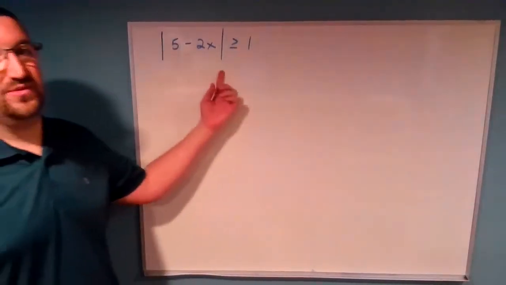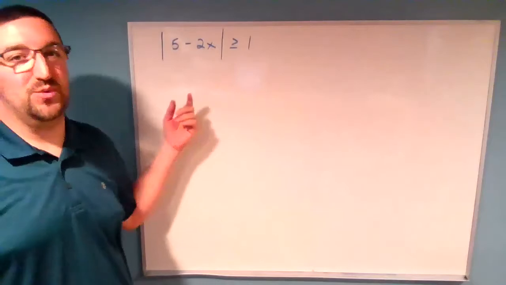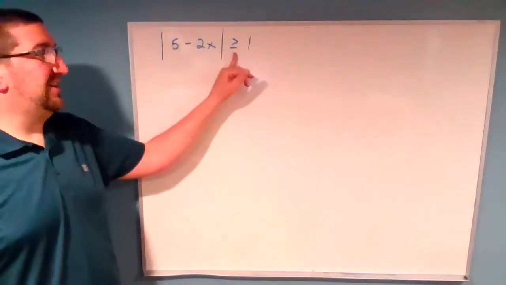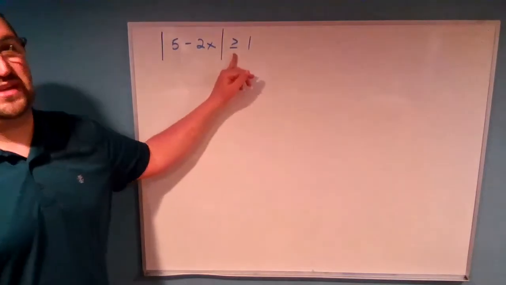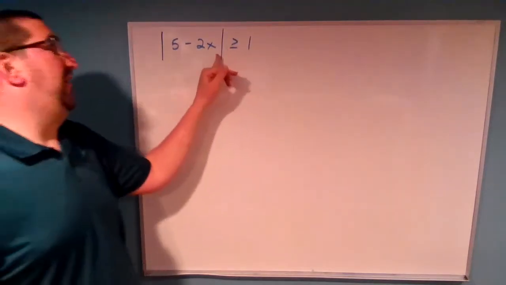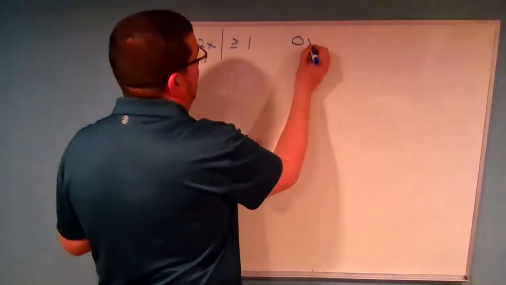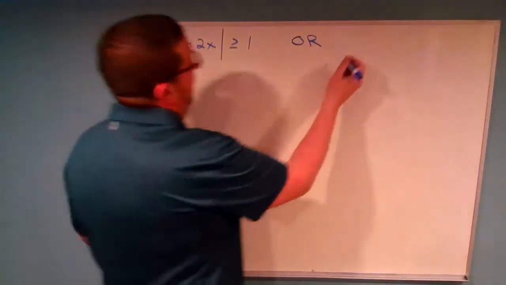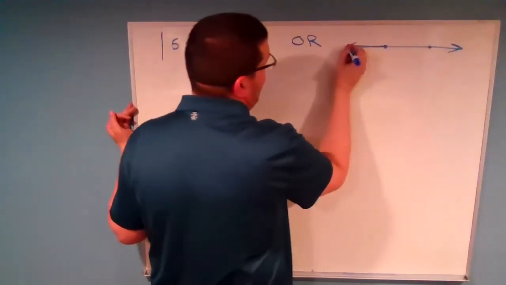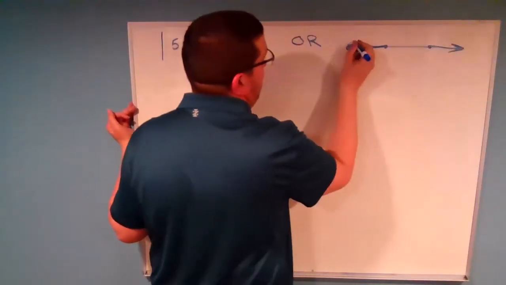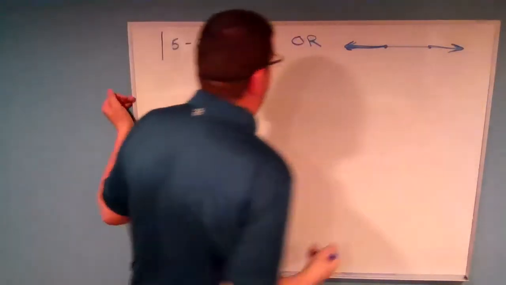So here we have the absolute value of 5 minus 2x is greater than or equal to 1. We look here, this is isolated. This absolute value is one side by itself. So now we can look at our inequality symbol. This is greater than. So greater than, this is going to be an or statement. Now, or statements, remember, they are going to go either direction. So we're looking at either this interval or that interval.